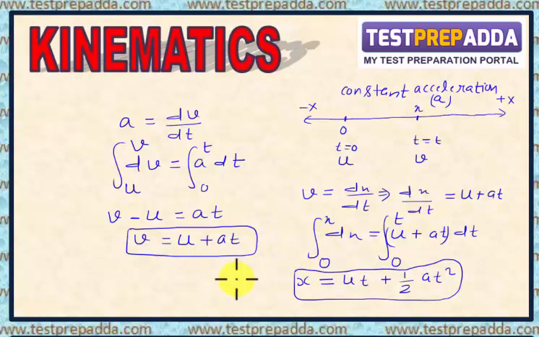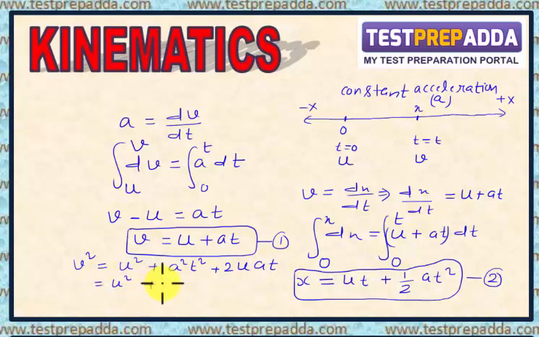Got the idea? Now to get the relation between v and x, I'll square this equation 1. Consider this as equation 1 and this as equation 2. So when you square, you get v square is equal to u plus at whole square. So I can write this as u square plus a square t square plus 2uat.